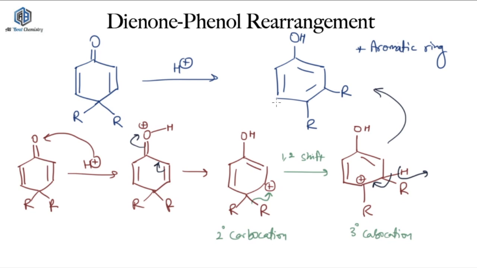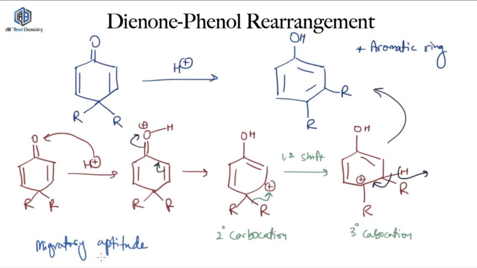Now this was pretty simple if we were having these two R groups same. Now let's say we have two different R groups, okay, let's say instead of this R, one is a methyl group and the other one is an ethyl group. So what will happen then? That's what we are going to discuss now. That will be decided through the migratory aptitude.